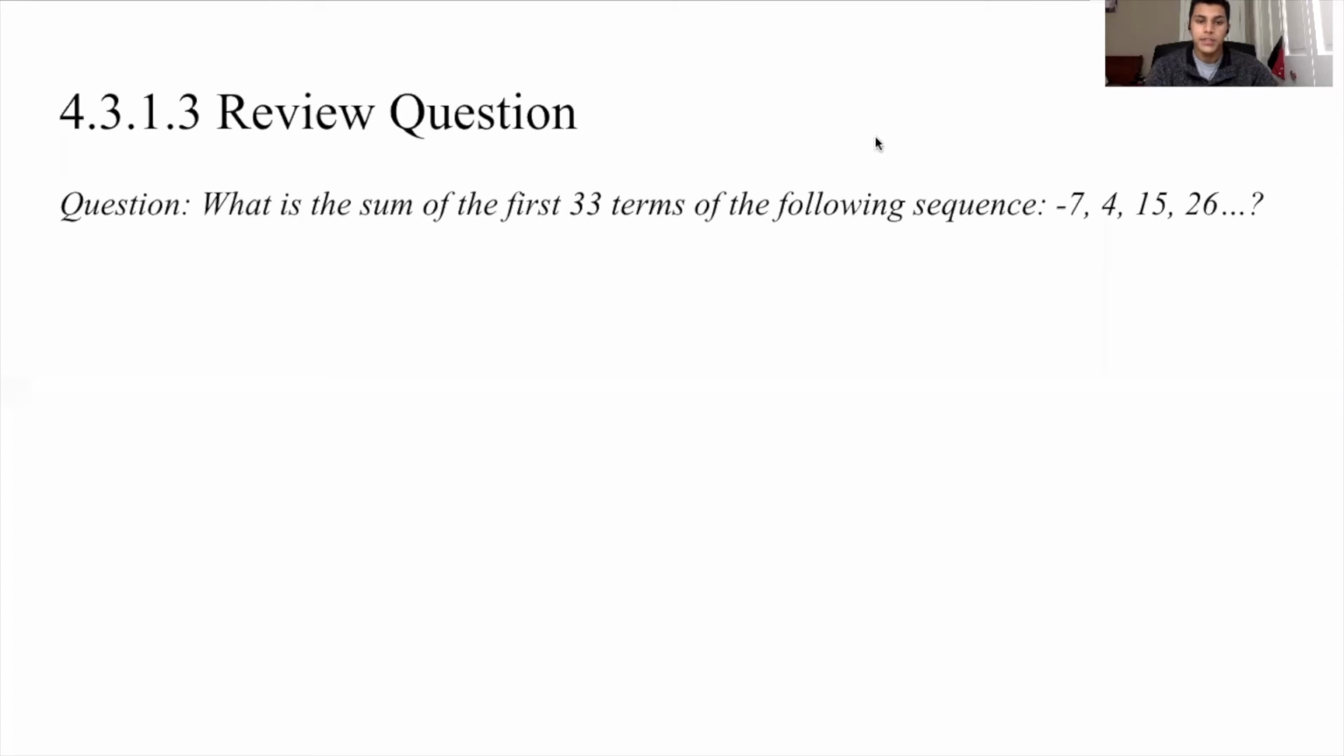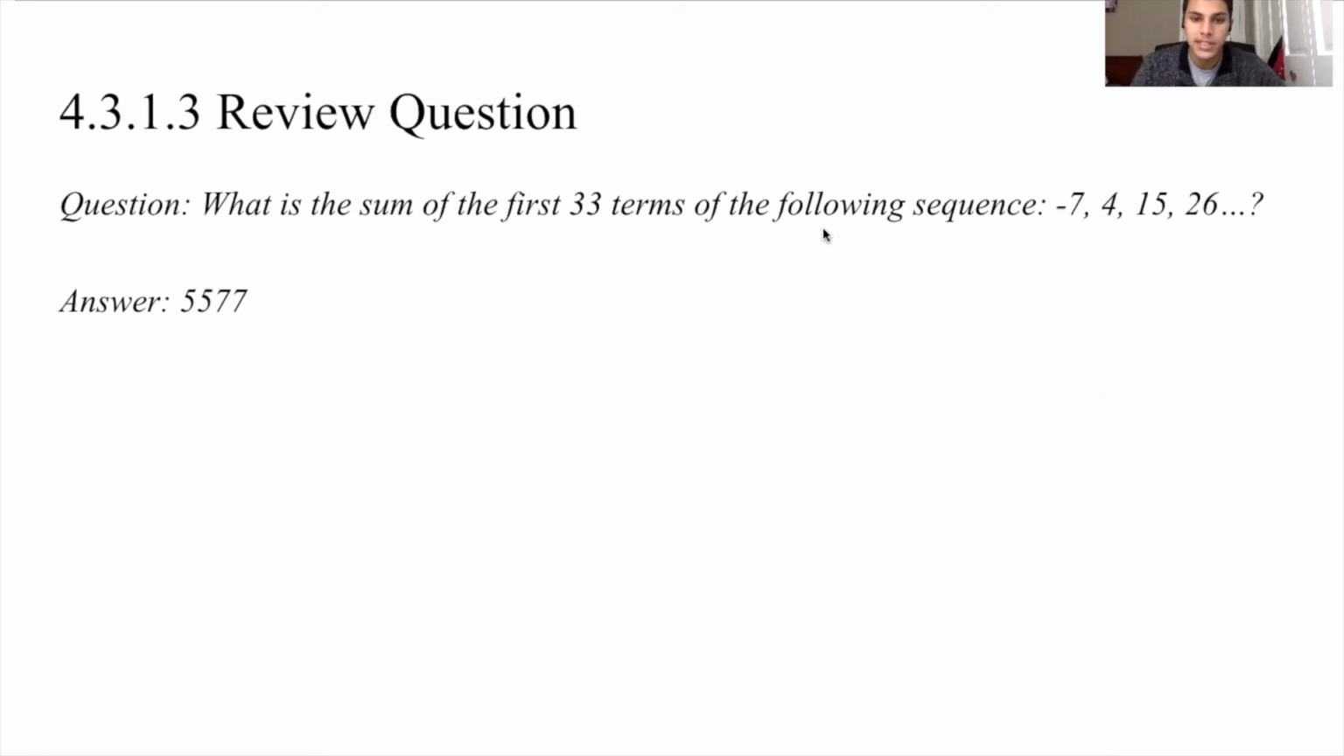So the correct answer to this question was 5,577. So the question says, what is the sum of the first 33 terms of the following sequence? -7, 4, 15, 26, and so on.